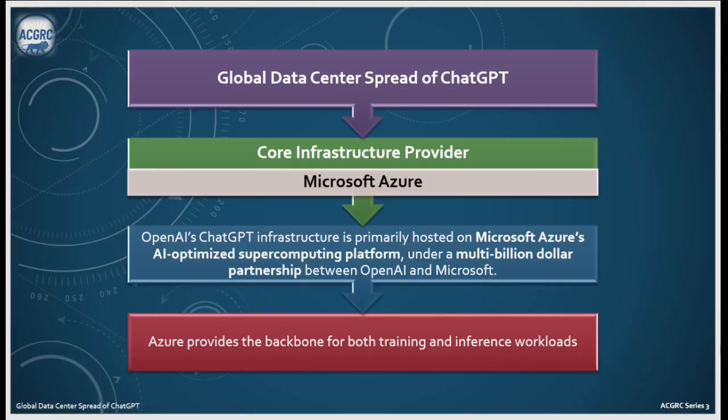The global data center spread of ChatGPT. The core infrastructure provider is Microsoft Azure. OpenAI's ChatGPT infrastructure is primarily hosted on Microsoft Azure's AI optimized supercomputing platform under a multi billion dollar partnership between OpenAI and Microsoft. Azure provides the backbone for both training and inference workloads.